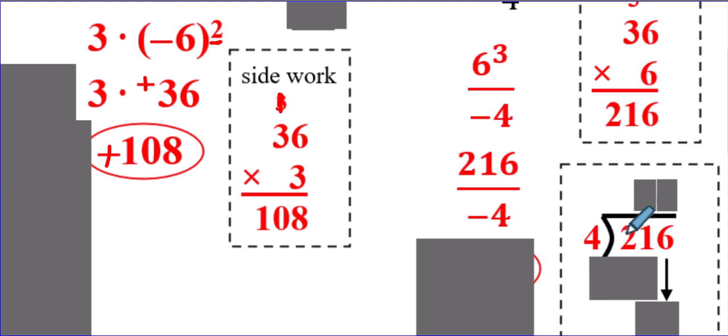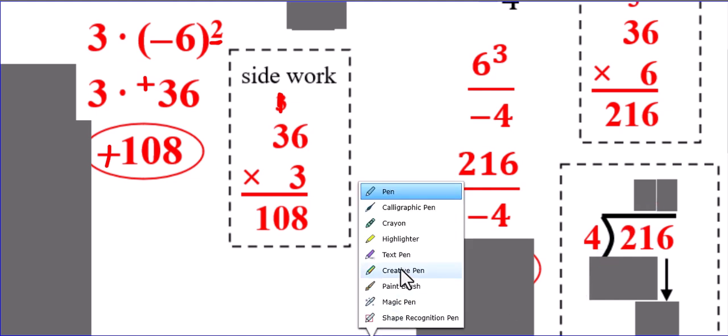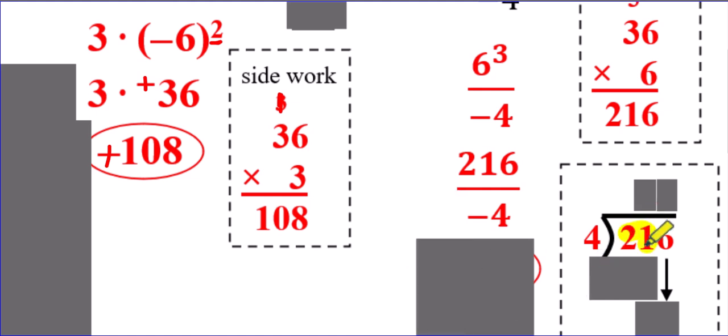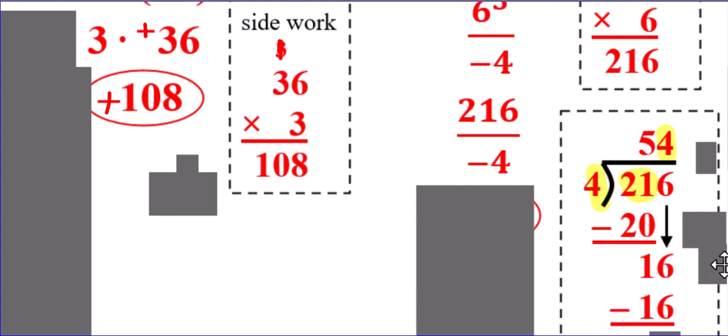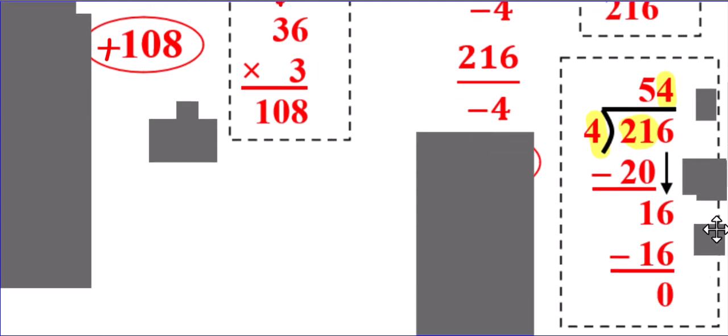Can 4 go into 2? No, it cannot. Can 4 go into 21? Yes, it can. 5 times 4 is 20. Subtract, you will get 1. Bring down the 6. How many 4s can fit into 16? 4 of them. Now we're going to take 4 up here times 4 out here, and that's going to give me 16. We will subtract, giving me 0.